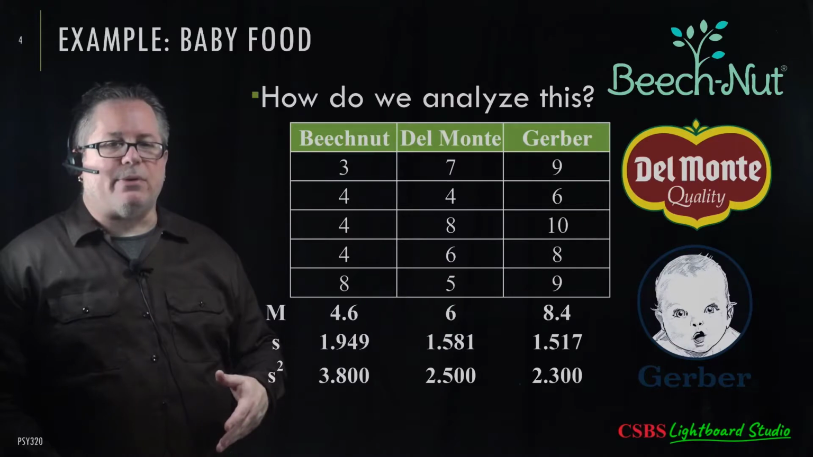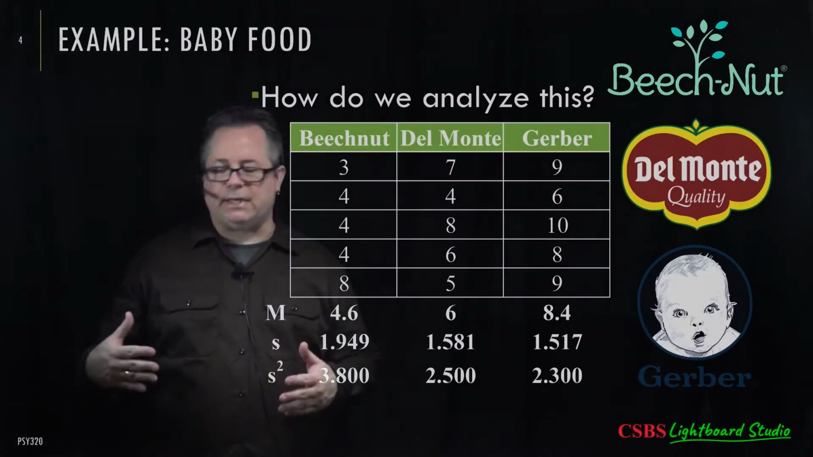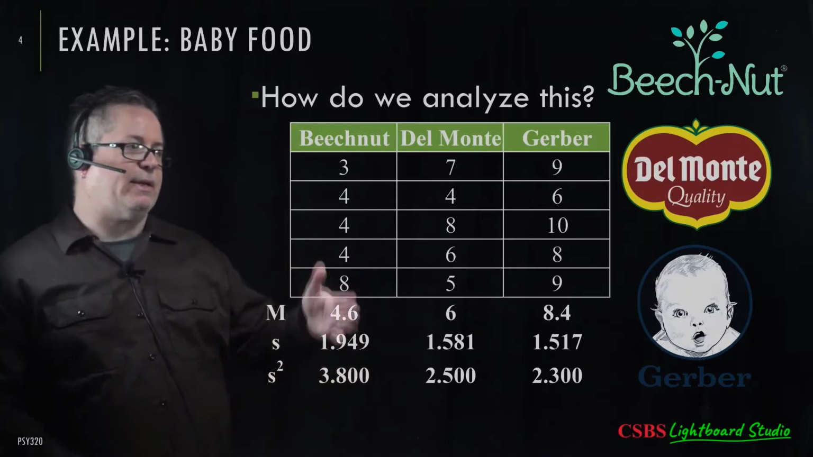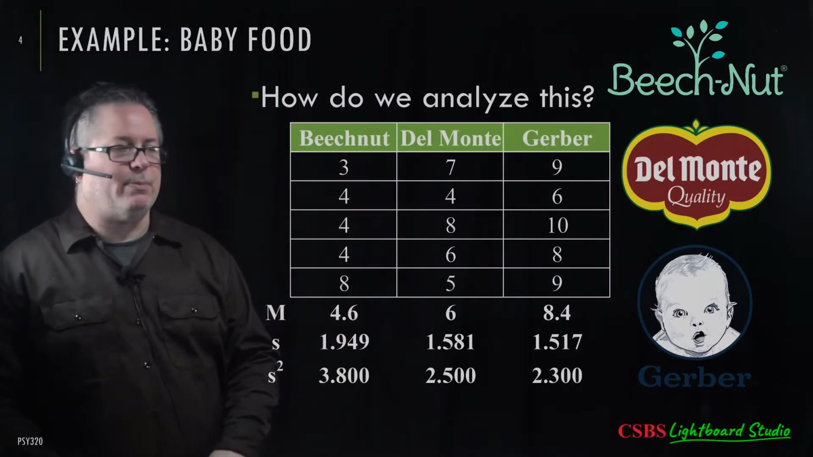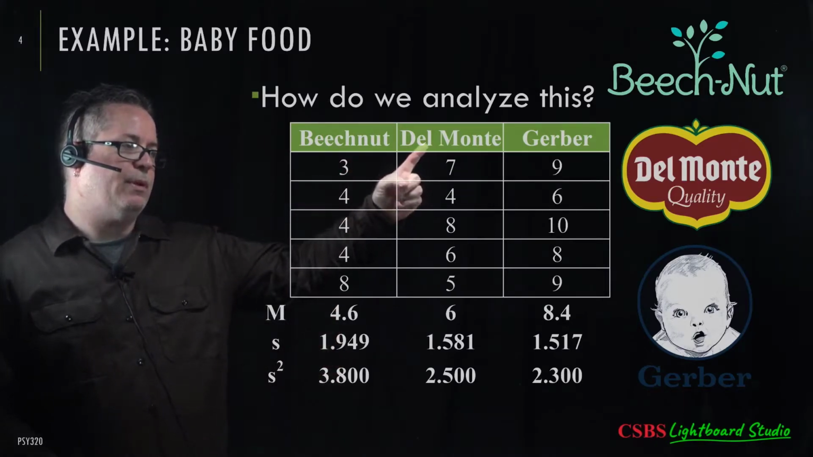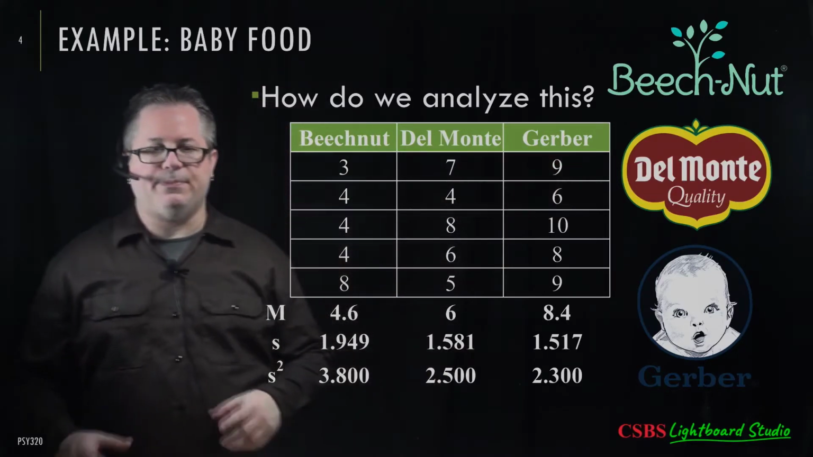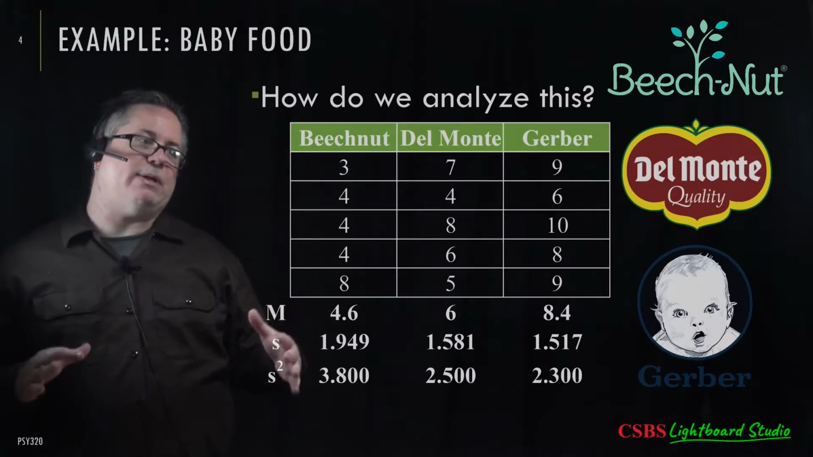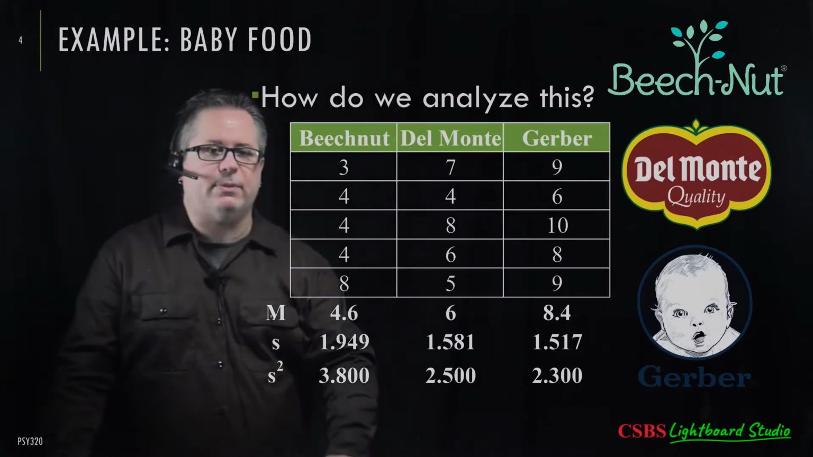So knowing what we know now, the only thing we can really do is try to do multiple t-tests. Knowing how to do an independent samples test, I could treat 2 of these groups at a time as my independent groups and compare them. So I can do Beech-Nut versus Del Monte, Beech-Nut versus Gerber, and Del Monte versus Gerber. So to go to a third group, I'm now doing 3 t-tests instead of just 1. By adding just 1 more group, I've now tripled the number of t-tests I have to do.